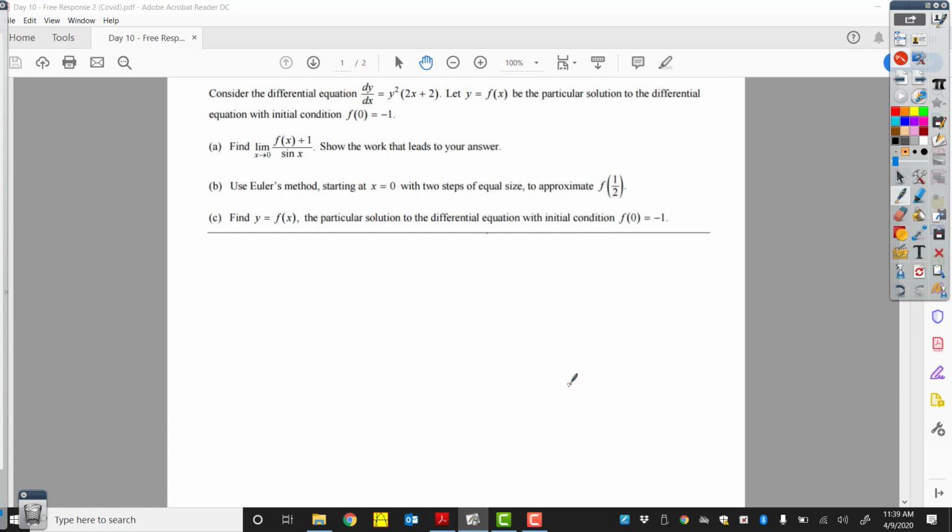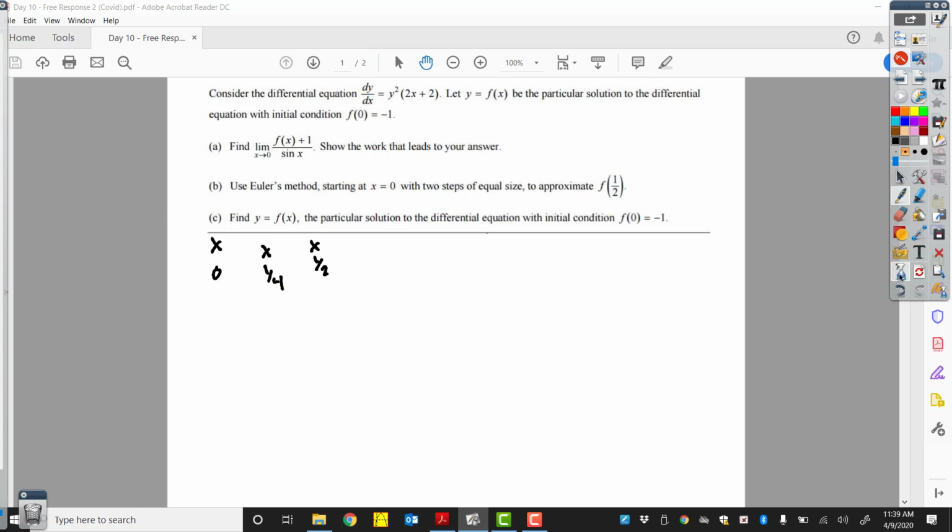Part B. We're using Euler's method, starting with x equals 0 with 2 steps of equal size to approximate f of 1/2. So let's think about what our x's are. If our first x is 0, and we want our last x to be 1/2, and we want our steps to be equal sized, and we only want 2 steps, then we need to cut this directly in half. So we're going to say our x in the middle is going to be 1/4.